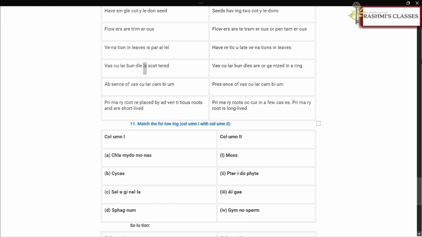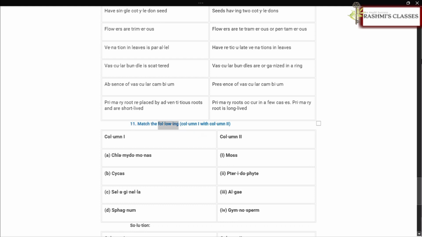Monocots: vascular bundles are scattered. Dicots: vascular bundles are organized in a ring. Monocots: absence of vascular cambium. Dicots: presence of vascular cambium. Monocots: primary root is replaced by adventitious roots and is short-lived. Dicots: primary roots occur in a few cases. Primary root is long-lived.